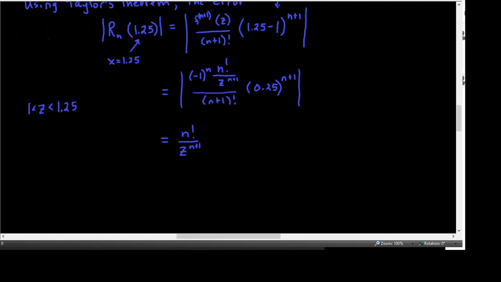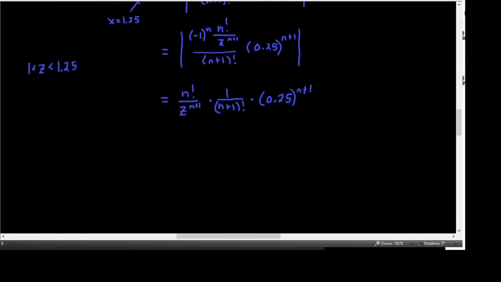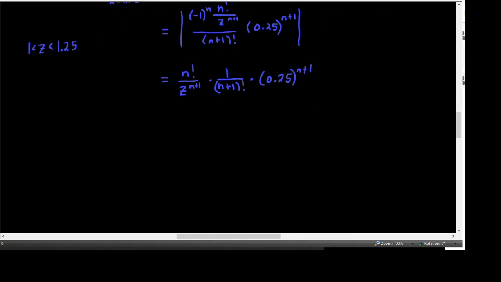Okay, times 1 over n plus 1 factorial. I just wanted to make that not such a nasty looking thing, so I'm taking that division and multiplying by the reciprocal, so as not to have a really nasty looking fraction there, times 0.25 to the n plus 1, which is positive. So the only thing that that absolute value did was it took away that power of negative 1 for us.